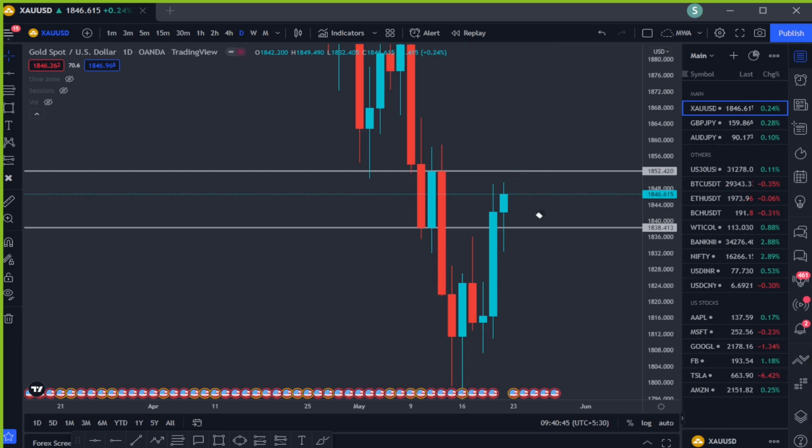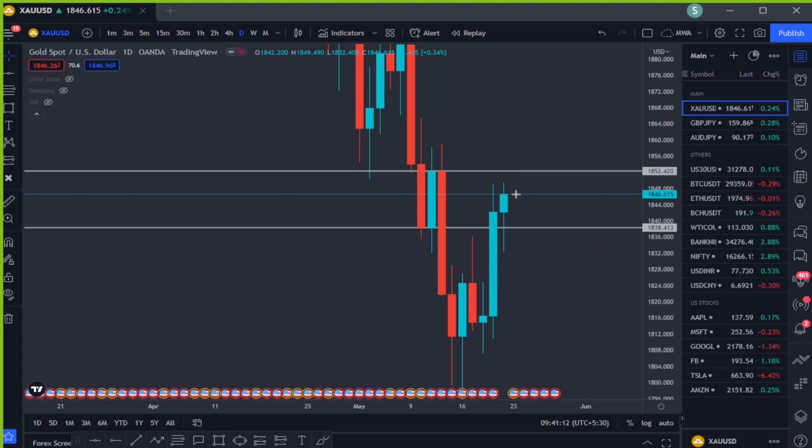And there can also be another scenario, that the price just opens here, retests this area, and gives us a bearish closure. Now if that happens, and we get a bearish closure like that, let's do it again.